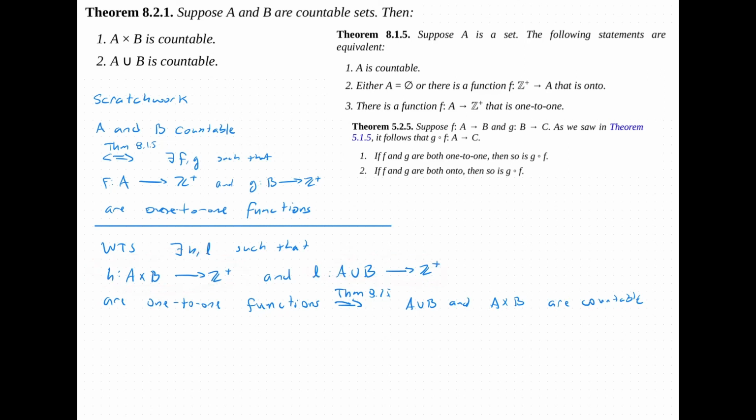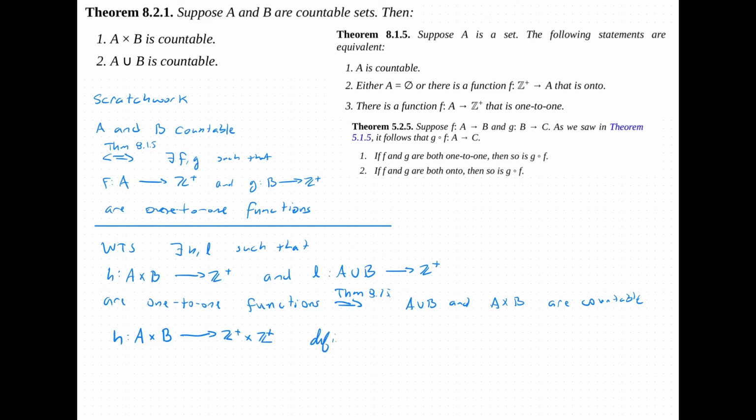Well, here's a way. Our assumptions already give us functions going from A to the positive integers and from B to the positive integers, and these are 1 to 1 functions. So what if we did the following? What if we define a function? Let's go ahead and call this h. And we're going to go from the Cartesian product of A with B over to the Cartesian product of the positive integers with itself.